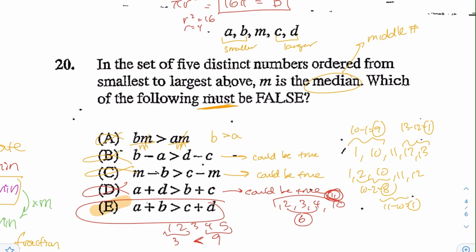So for number 20, because it says must, all you have to do is find one set to make one of the choices false, and then you can just use process of elimination.